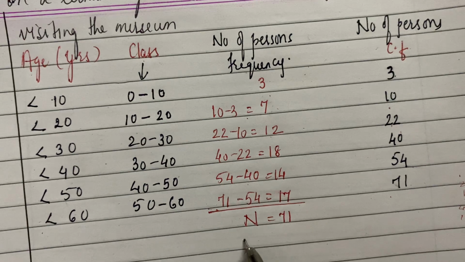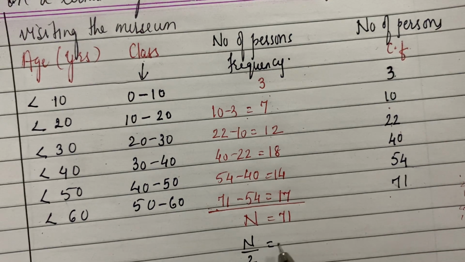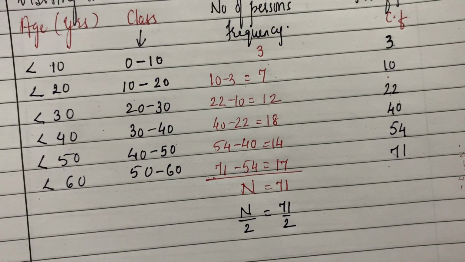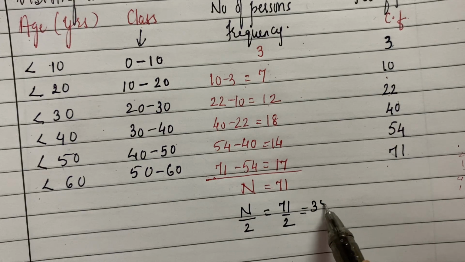So what will be your n by 2? Because for median you need half of the total frequency. That gives us 71 divided by 2. That is 2 3s are 6. So that means it will be 35.5.